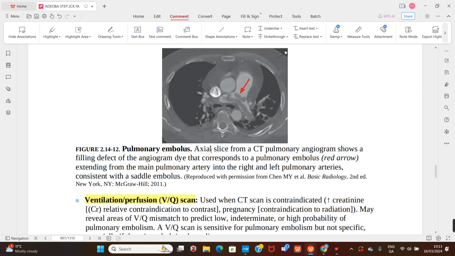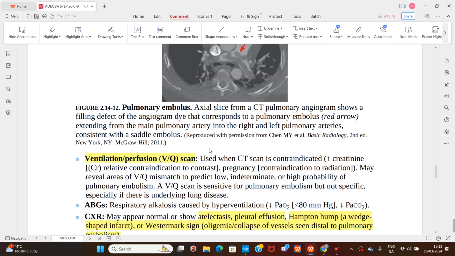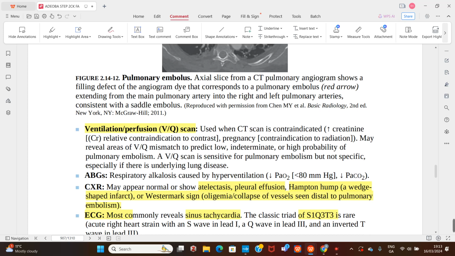So anybody that has contrast allergy, you might not be able to use CT. So you will use your ventilation perfusion scan, which we have talked about, and you know that the ratio is expected to be high in someone that has PE because of reduction in the Q, which is the perfusion. So they usually grade the VQ mismatch, depending on the value, into low, intermediate, and high.